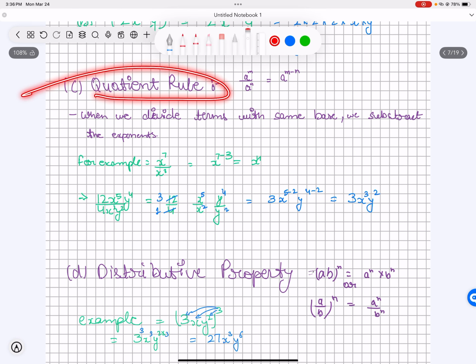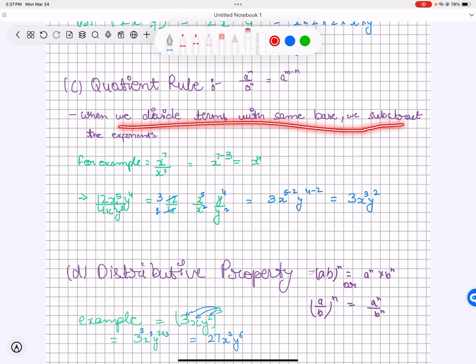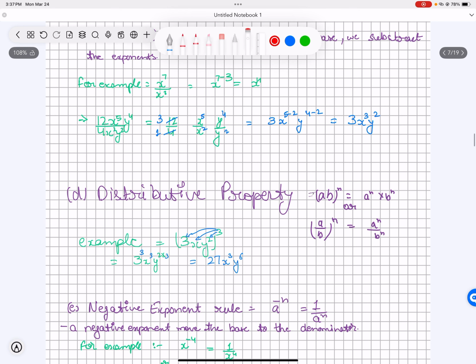Next, we have a quotient rule. In the quotient rule, where we divide, we keep the base the same, and then we subtract the exponent value. When we divide with the same base, we subtract the exponent values. For example, x to the power 7 over x to the power 3. We subtract 7 minus 3, and we get an answer of 4.